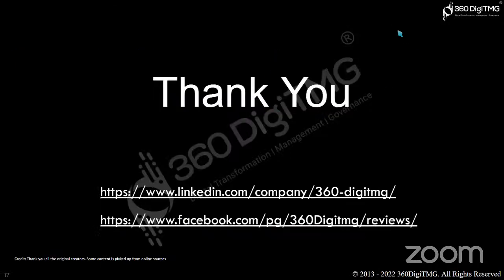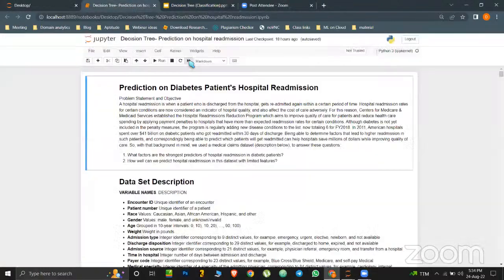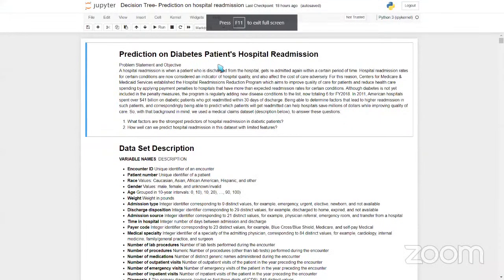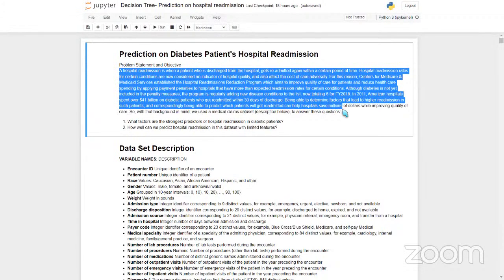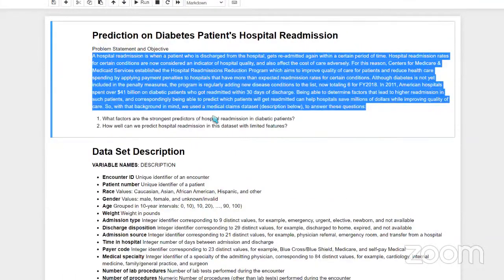So let us go to the coding part. Let's see the coding. Okay, so the same thing is also here. Let me zoom in a bit. Now let us show you the data description.